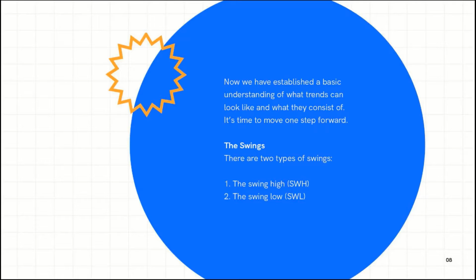Now that you've established a proper basic understanding of what trends can look like and what they consist of, it's time to move one step forward. Now we're talking about swings. There are two types of swings. One, the swing high. Two, the swing low.